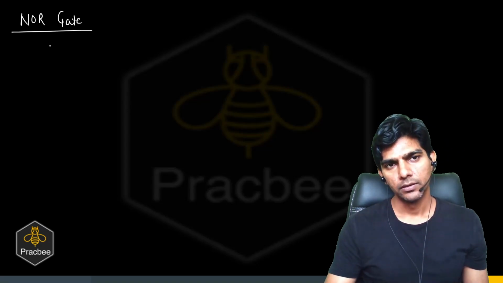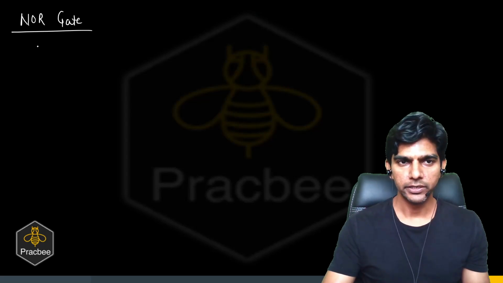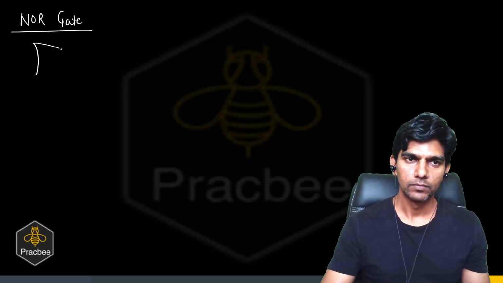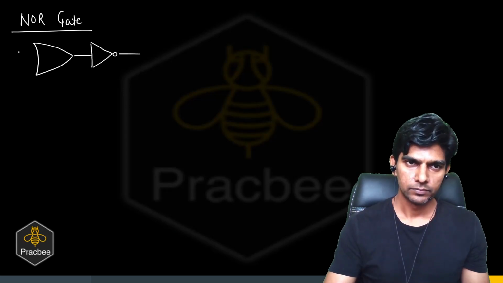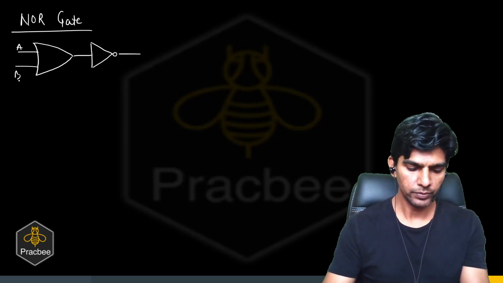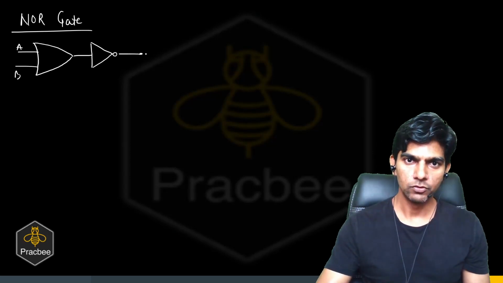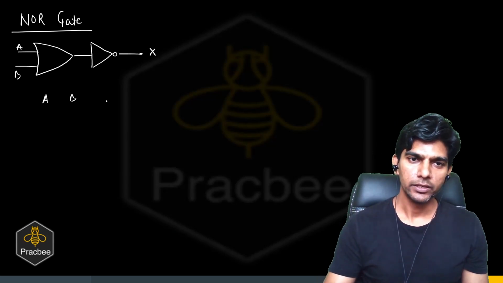NOR gate, right? So NOR is what? It is an OR gate followed by a NOT gate. Like this. So we have A, B, and let's say the output is X. So A, B, and X.